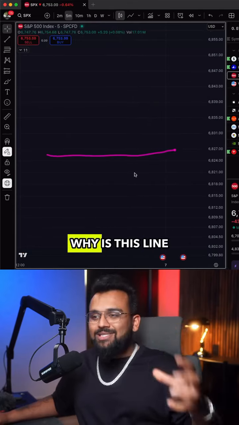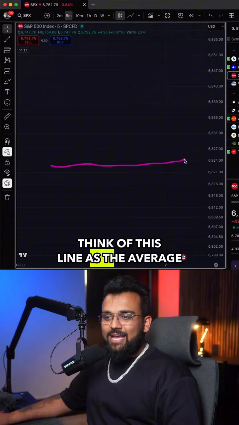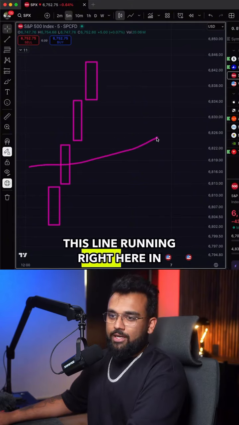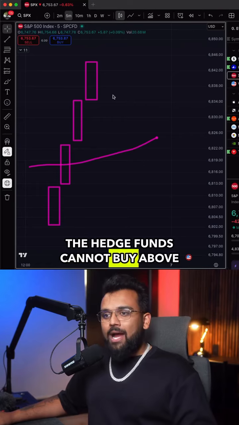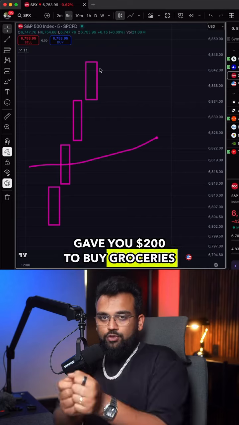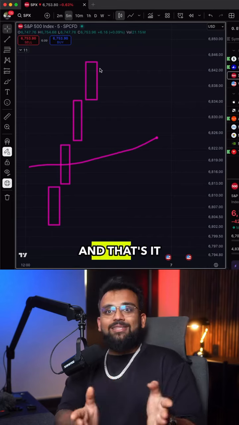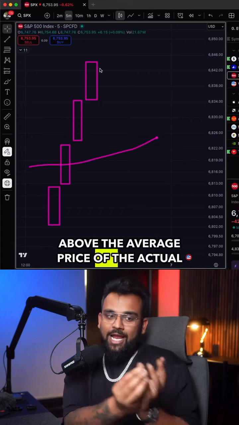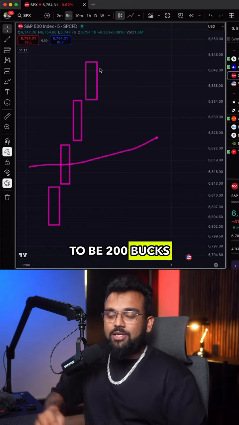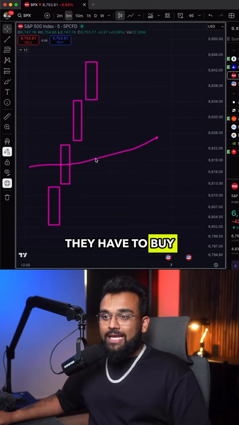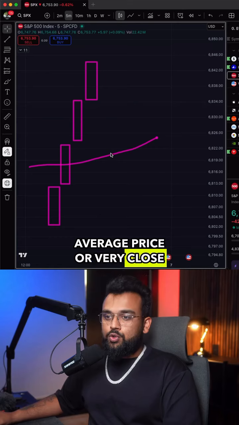Now you need to know, why is this line so important? Think of this line as the average price. Let's say the prices are pushing towards the upside, and then you have this line running right here in the middle. The hedge funds cannot buy above the average price. That's literally like if your mom gave you $200 to buy groceries and you come home with 3 cucumbers and that's it. Your mom's gonna whoop your ass. Why? Because you paid above the average price of the actual things which were not meant to be $200. Same goes here as well. They cannot buy in the middle of anywhere. They have to buy either at the average price or very close to the average price.